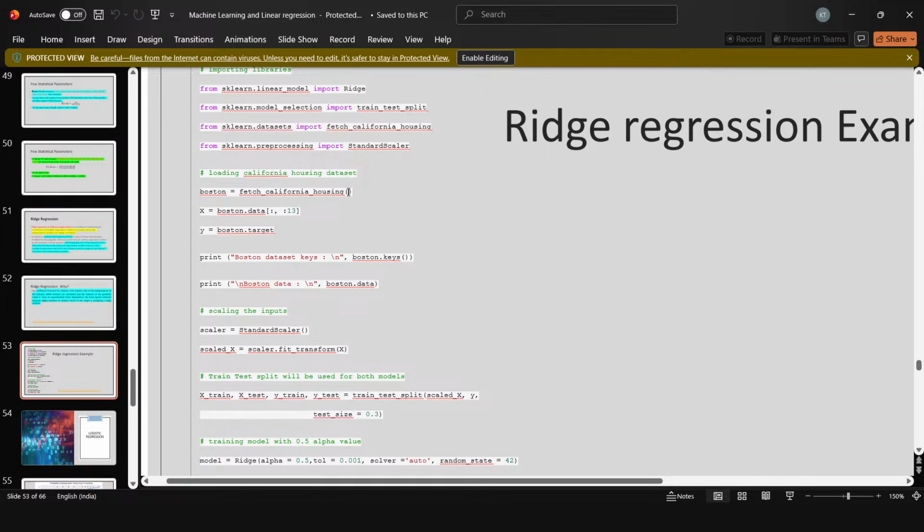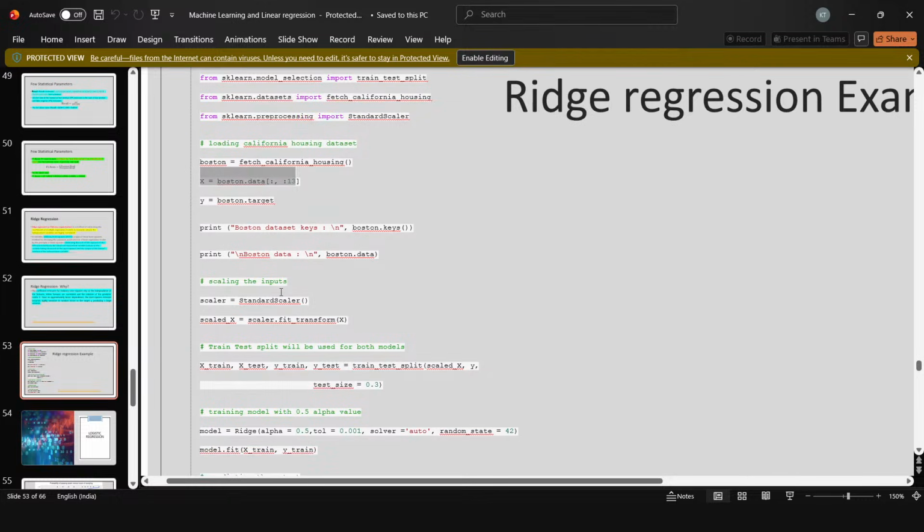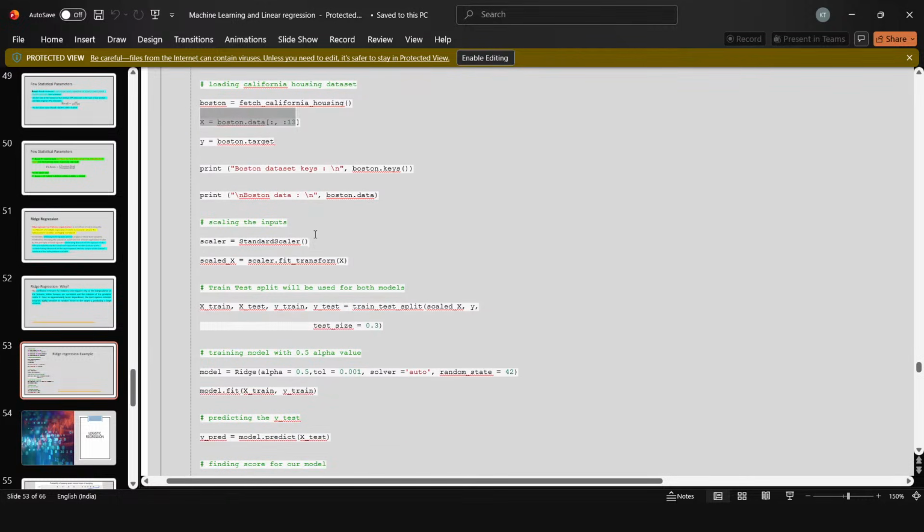There are a few data sets which come inbuilt within sklearn itself, scikit-learn. So this California housing data set is inside sklearn.datasets. So you just fetched it and assign the variables x and y for the data and target respectively, and then you are scaling it as usual. You always have to scale before you apply a model.